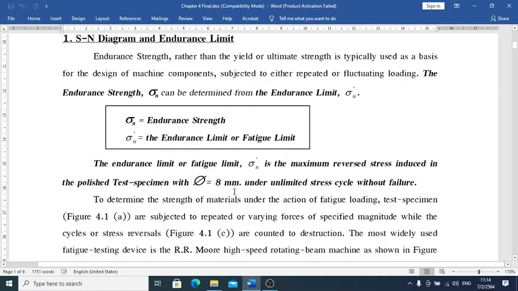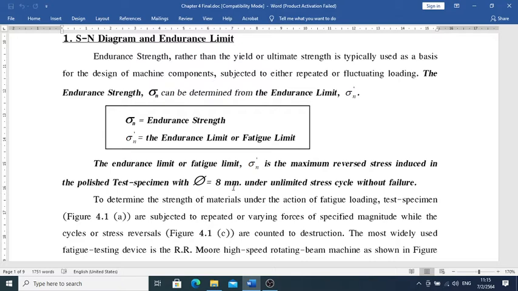Okay, let's continue with section one, the S-N diagram and endurance limit, which I mentioned to you a while ago. For external loading applied to the workpiece, when the loading changes with time and the load is not constant, we cannot use sigma y as our reference anymore. So we have to find another reference for our designs.